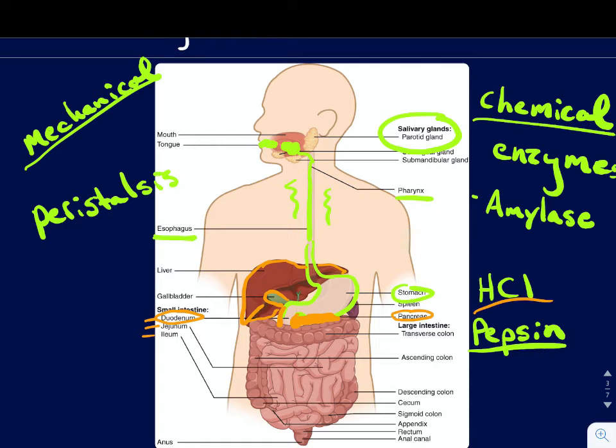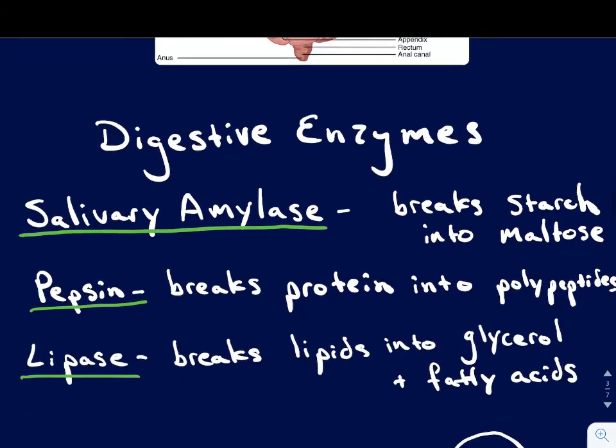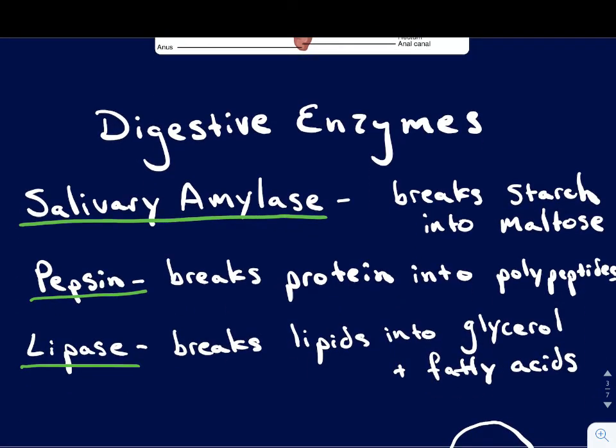And the big one that we're going to focus on here is a type of enzyme called lipase. And again, you should recognize this name from the macromolecules videos. Lipase breaks down lipids into its monomer components. So it breaks it down into glycerol and fatty acids. So here is a review of all of those digestive enzymes. You have salivary amylase from your salivary glands that breaks starch into maltose. You have pepsin in your stomach that breaks protein into polypeptides and then down into amino acids.